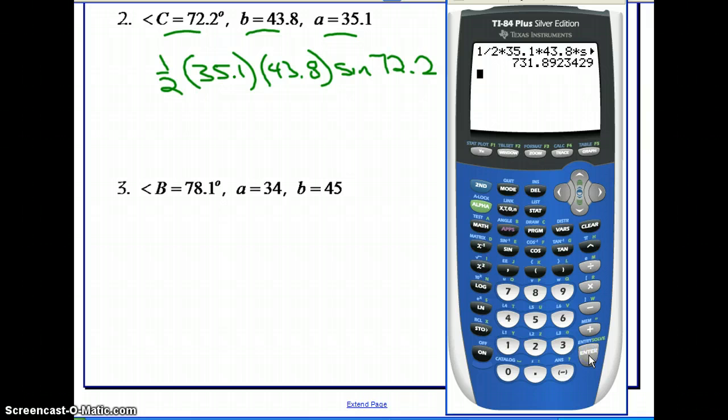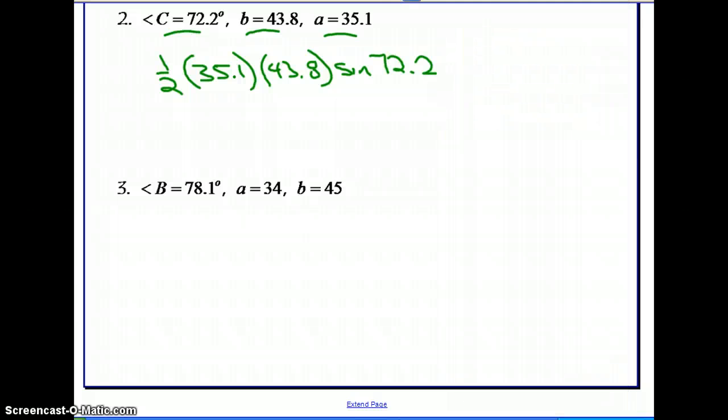And there we go, 731. If we keep three significant figures here, round that to 732 is our area. All right, what a great formula. Kind of fun to use.